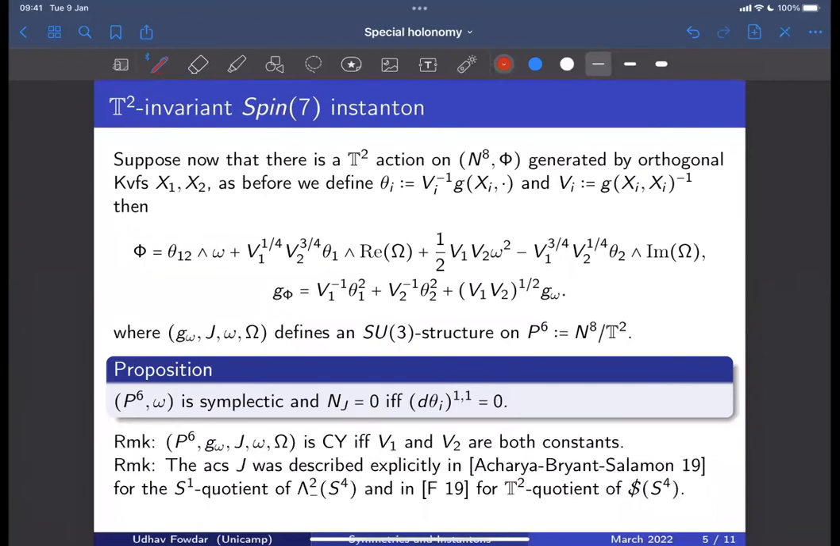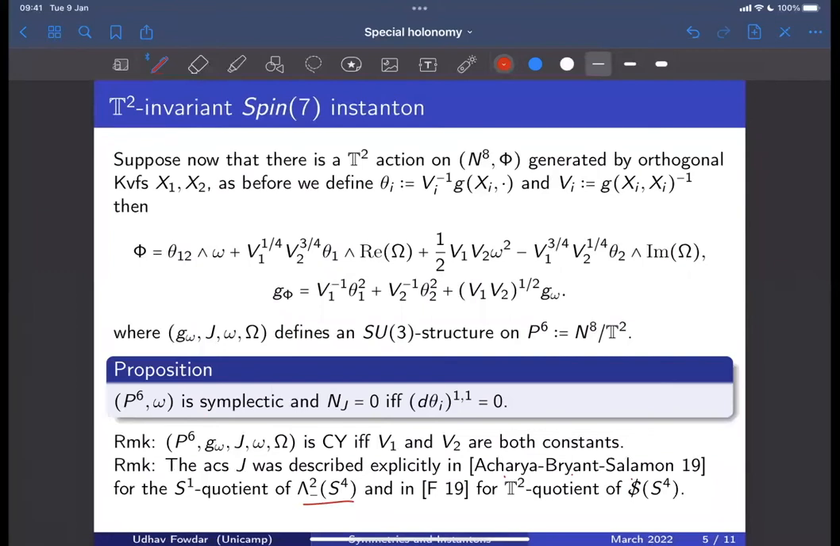For instance, in the work of Acharya, Bryant, and Salamon back in 2019, they studied the S1 quotient of the anti-self-dual bundle of S4, which admits a Bryant-Salamon metric. Well, they studied the cone metric in this case and described explicitly its S1 quotient. And they worked out very explicitly the almost complex structure J in this case and studied its Nijenhuis tensor.